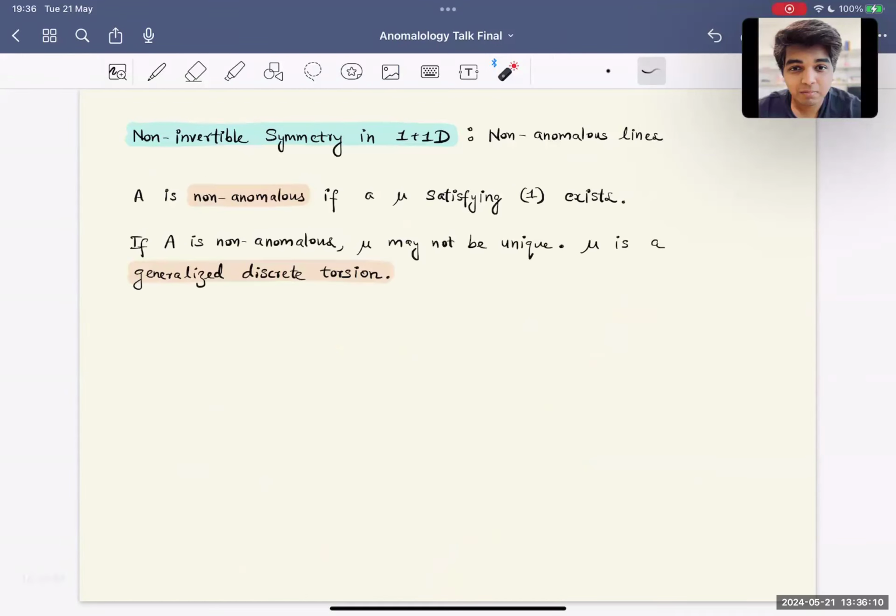Also, if A is non-anomalous, that means if there exists a mu which satisfies that condition, there may be multiple mu which satisfy that condition 1. So I will call that a choice of a generalized discrete torsion, because in the case of a group-like symmetry, a choice of mu is precisely the discrete torsion that we discussed. In this case, it's a generalized discrete torsion.